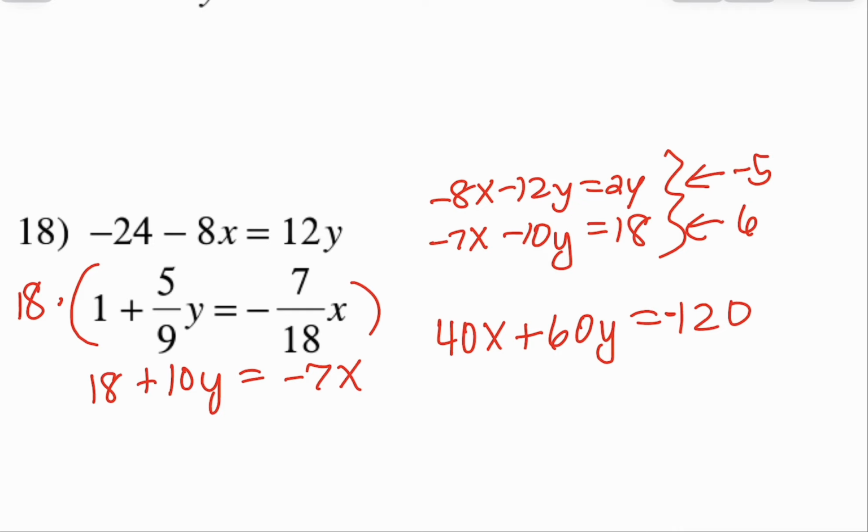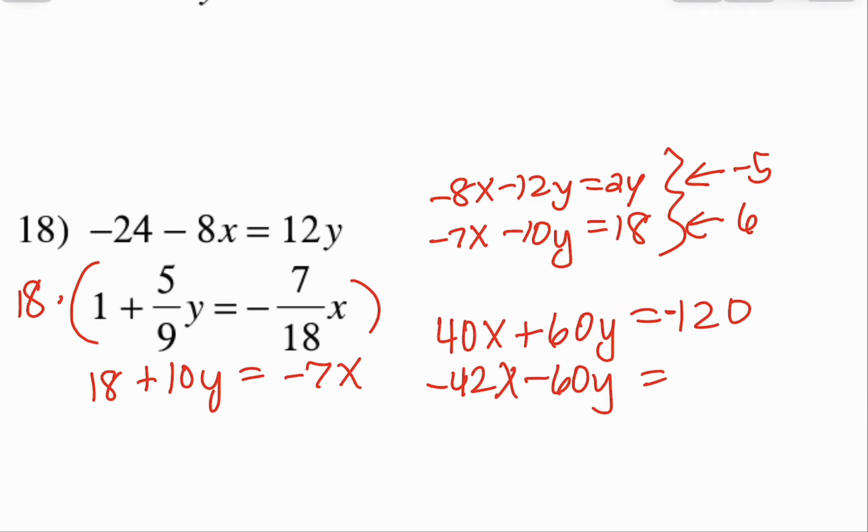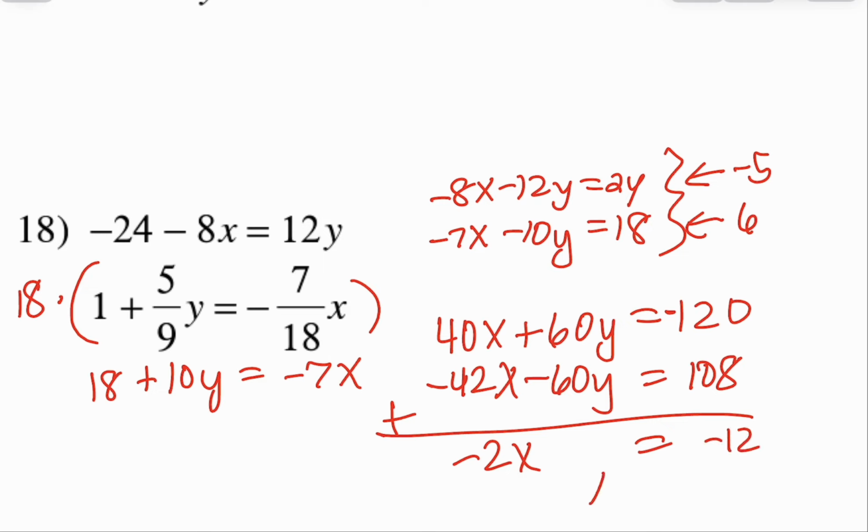Now let's multiply everything in the bottom by 6. So 7 times 6 is 42, so that's a negative 42x. 6 times negative 10 is negative 60. Look, they're opposites. That's perfect. And then 6 times 18 is 108. Now we're ready to add them up. As soon as we get them to have one pair that are opposites, we're ready to go. So we get negative 2x equals negative 12. So x is 6.